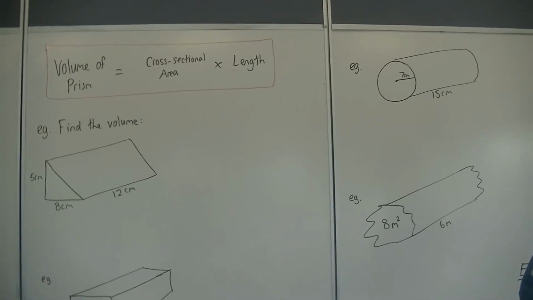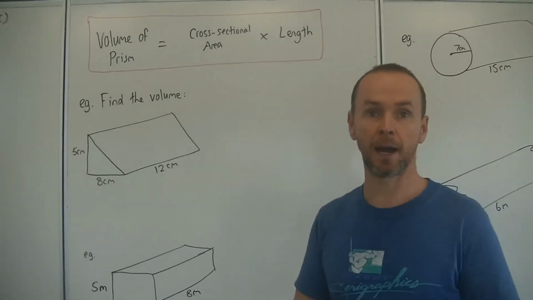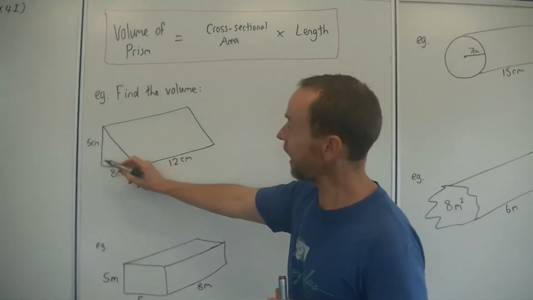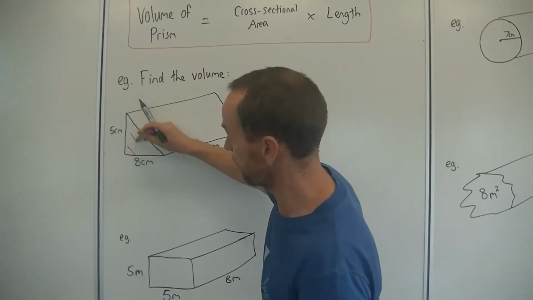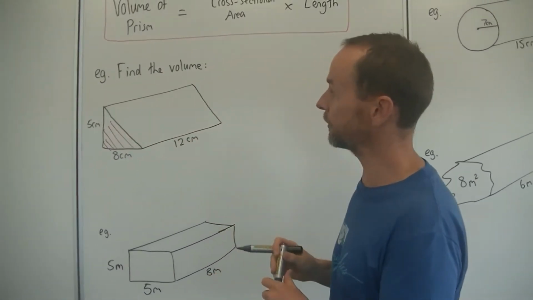Alright, let's do some questions. Find the volume of these shapes. I like to do things in parts, in bits, so I don't confuse myself. I'm going to work out this cross-sectional area first. And there's my cross-sectional area, it's a triangle.